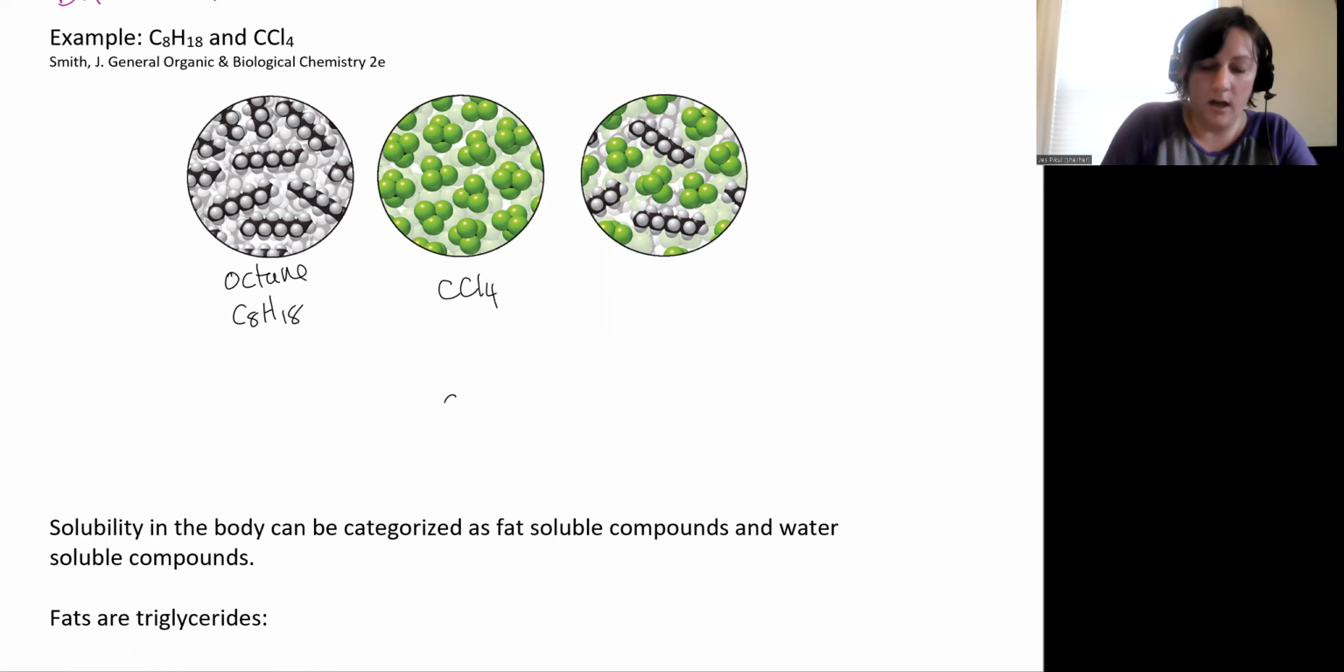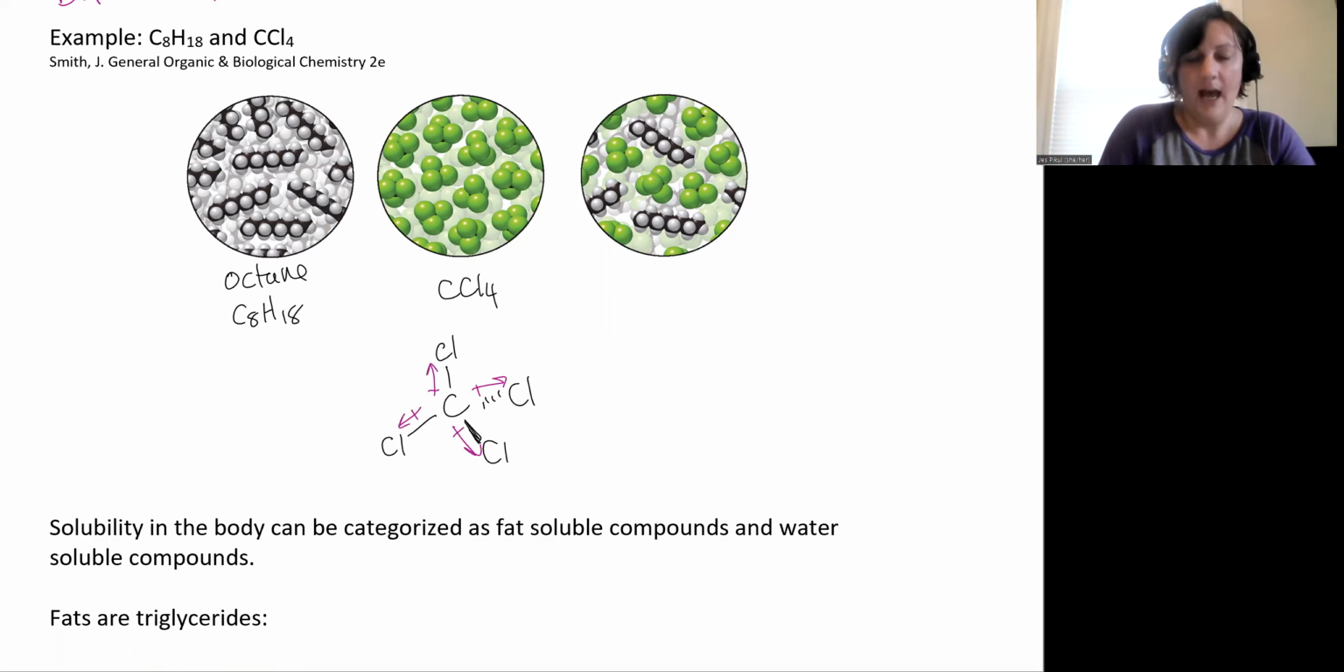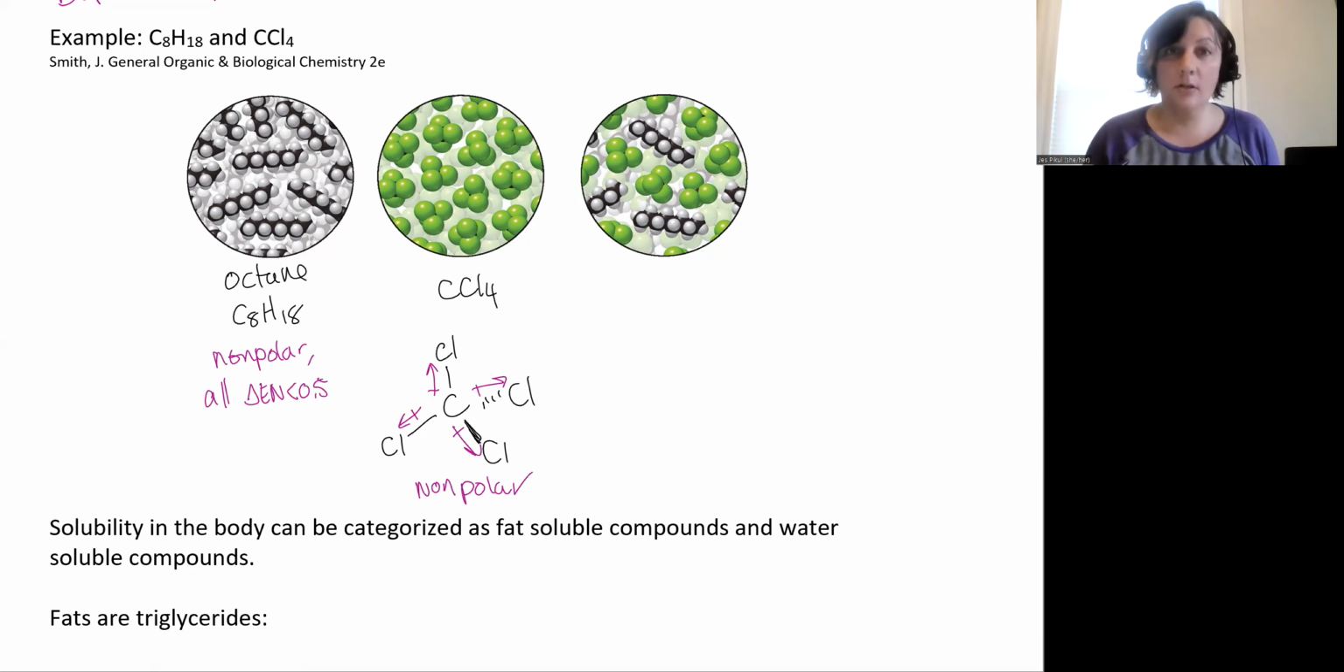And our carbon tetrachloride molecule looks like this. All of these bonds are polar between the carbon and the chlorine. However, they're symmetrically arranged around that central atom, and there aren't any lone pairs to distort it. So this is going to be a nonpolar molecule. So we have two nonpolar molecules that can then come together.